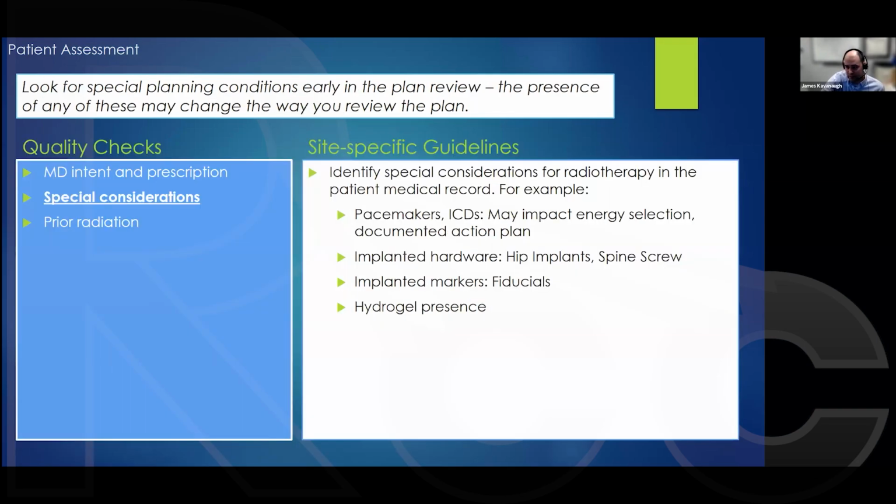Okay, moving on to some special considerations. A lot of this is pretty standard. You may have talked about this in previous lectures, but we're thinking about things like pacemakers and ICDs. Obviously, this may impact the energy selection.